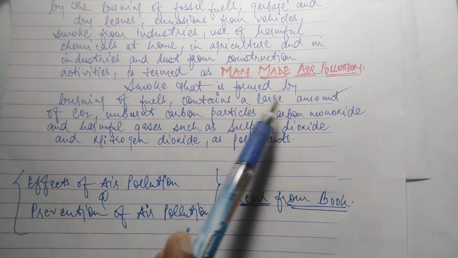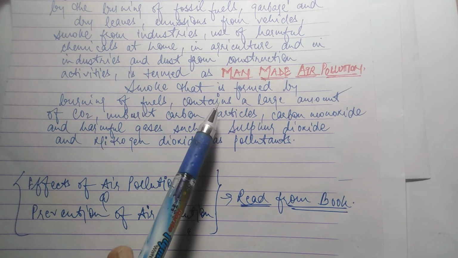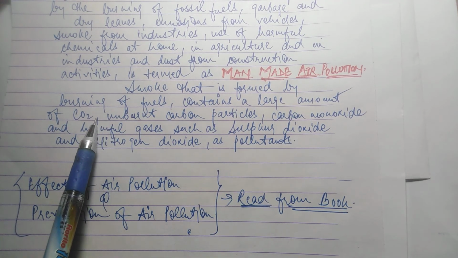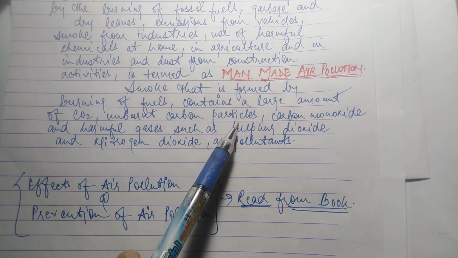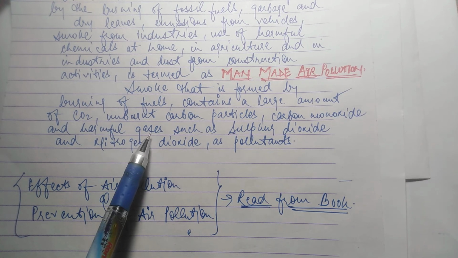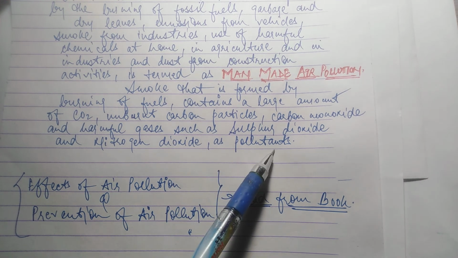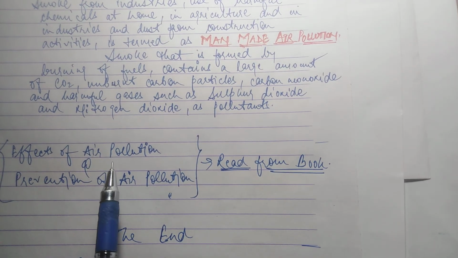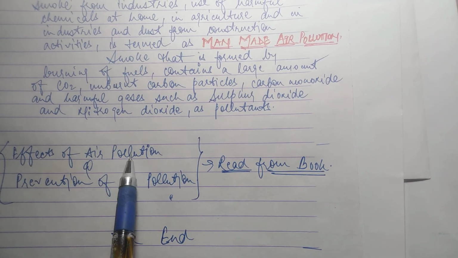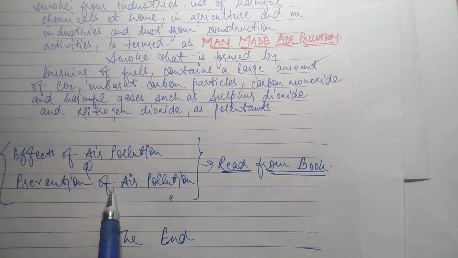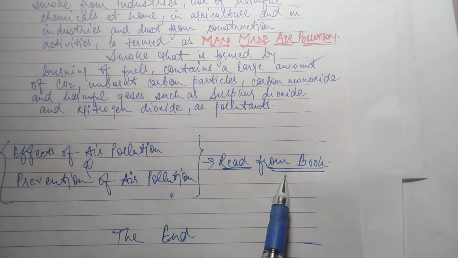Smoke that is formed by the burning of fuels contains a large amount of CO2, unburnt carbon particles and carbon monoxide and harmful gases such as sulfur dioxide and nitrogen dioxide as pollutants. Now go through the topic from the book, Effects of Air Pollution and Prevention of Air Pollution. Read from the book.